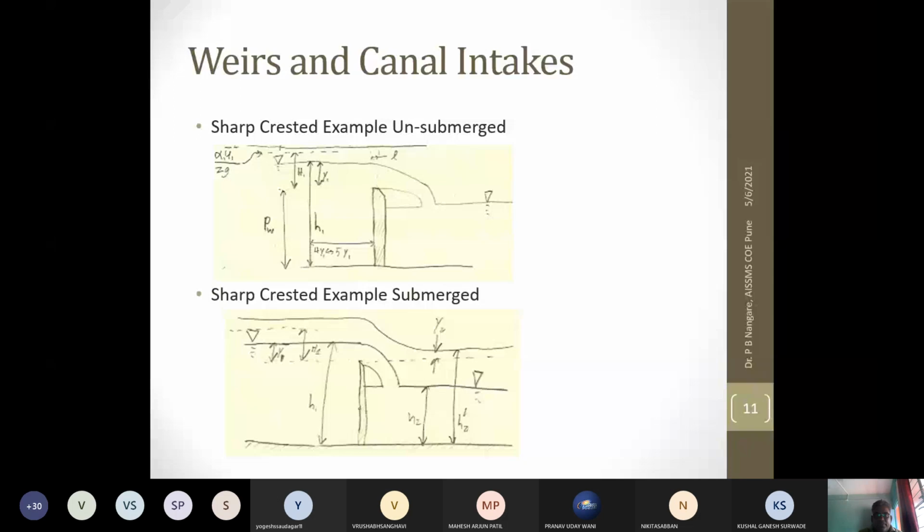For the sharp crested weir, see, this is the sharp crested weir that is unsubmerged. And this is the section under the submerged condition. You have to observe the Y1 height, that is the head of the water. This is the water pressure, or the crest height PW, and H1 is the head of water passing over the crest of the weir. Then H2 is on the downstream side.